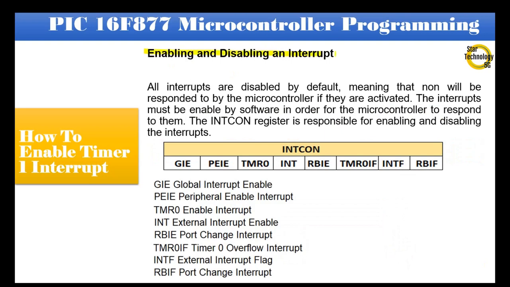Enabling and disabling an interrupt function. All interrupt functions are disabled by default, meaning that none will be responded to by the microcontroller if they are activated. The interrupts must be enabled by software in order for the microcontroller to respond to them. The INTCON register is responsible for enabling and disabling the interrupts function.